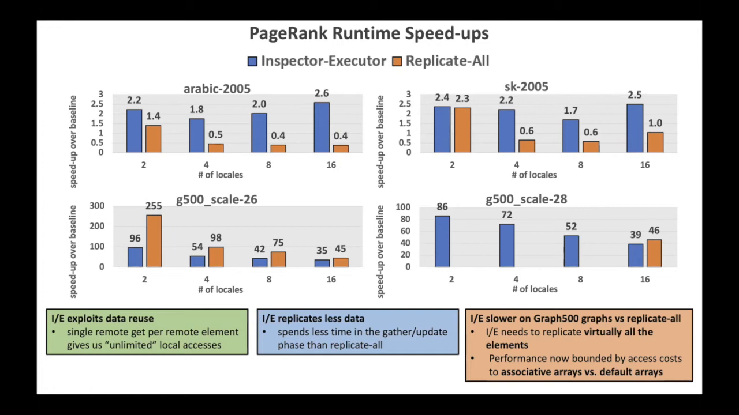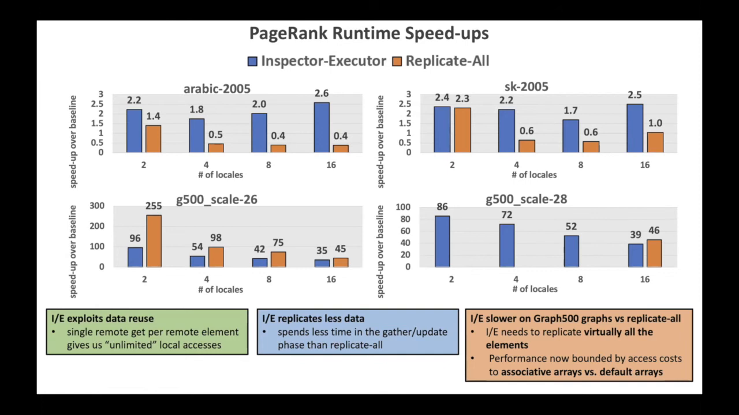So that's the reason why we generally outperform replicate all, especially on the 2 graphs on the top. Those are the real web graphs. But if you look at the Graph 500 graphs, then we actually find the inspector-executor is slower than replicate all. And this is because these graphs are essentially uniformly random in terms of their sparsity structure.